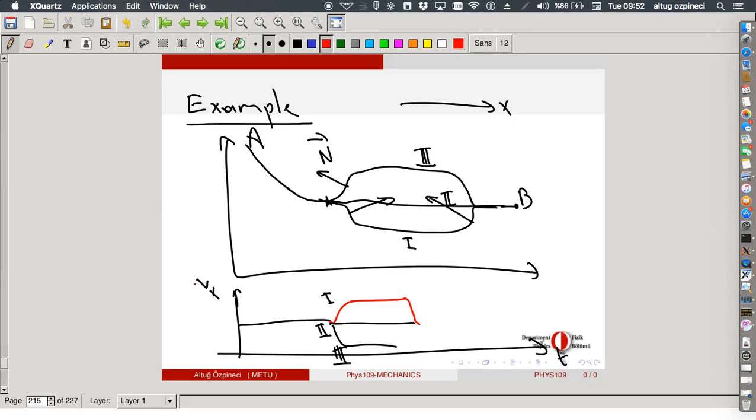Then the horizontal speed will be, of course, not constant; it will increase as it's rolling down. And then for the first particle the horizontal speed will increase, then in this region it will decrease, and then it will be constant. And this is when it reaches point B.